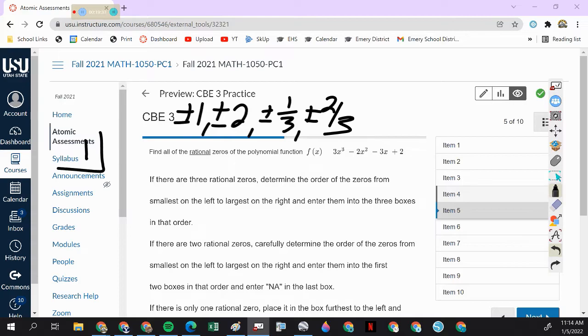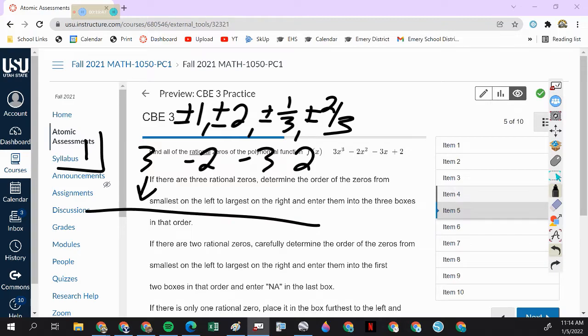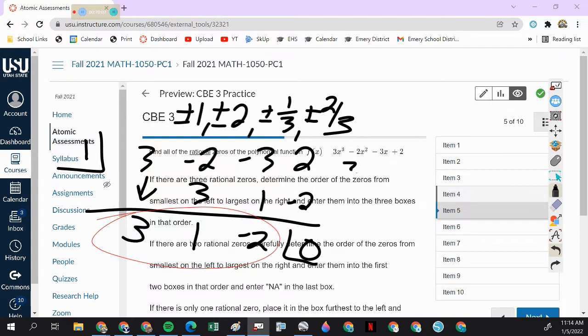So let's do 1. Am I missing any terms? No. So 3, -2, -3, 2. 3, 1, -2, -2, 0. Did I expect that? Yes, I knew it worked. Okay. So if I knew it worked, why did I bother writing it down? Now I have this equation, 3x squared plus x minus 2. I need to factor it.